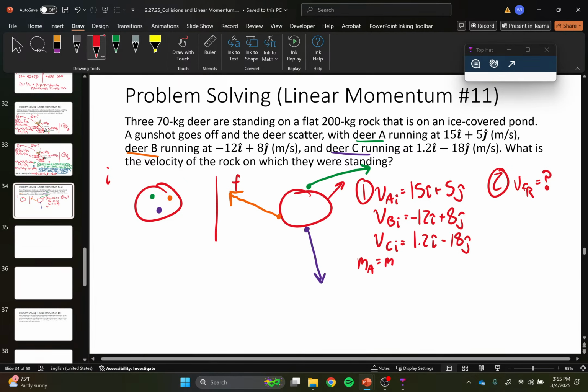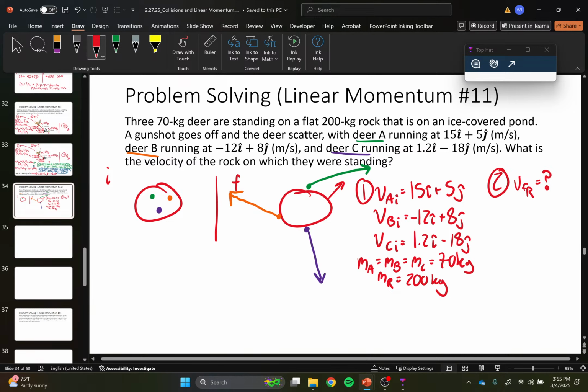Mass of A equals mass of B equals mass of C equals 70 kilograms. And we know the mass of the rock is 200 kilograms. We know masses, we know velocities. Yay. We know the initial velocity of the rock. What is it? Great. What's the initial velocity of deer A?